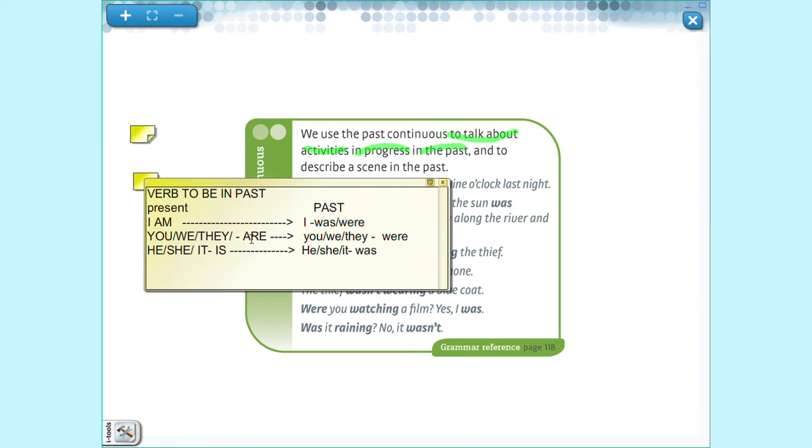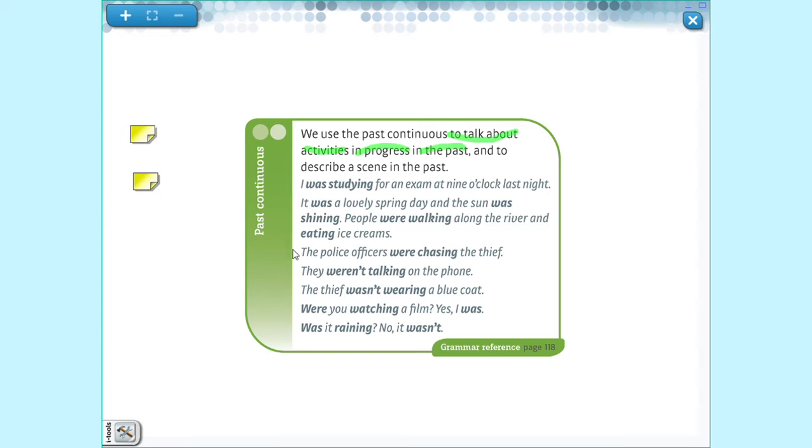Y en el presente, pues es are. And he, she, it, in present we use is. And in past we use was. So that's why you can see in this case, it was a lovely spring day and the sun was shining, ing again. The police officers were. Los oficiales de policía estaban persiguiendo a un ladrón. So we can see the subject, the police officers were chasing, ing form, complement.